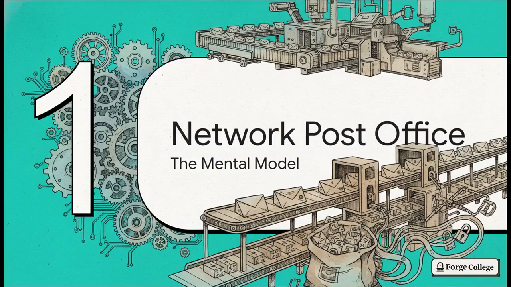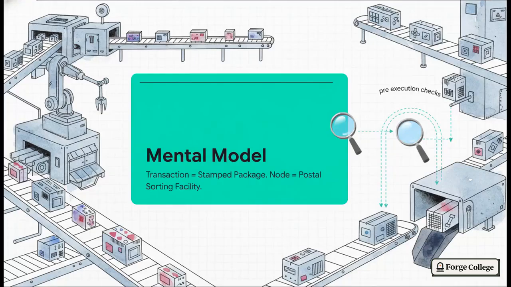Section 1. The network post office, the mental model. To really grasp these validation rules without getting immediately bogged down in deep cryptography, I want you to imagine an Ethereum node not as a computer, but as a massive industrial postal sorting facility. In this model, a transaction is just a stamped package with a routing manifest attached. And before a package ever gets opened, which in our case means being executed by the Ethereum virtual machine, it goes through a series of rigid checks. These pre-execution checks are the facility's way of ruthlessly filtering out bad, dangerous, or unpaid packages before wasting even a single millisecond of computational energy on them.